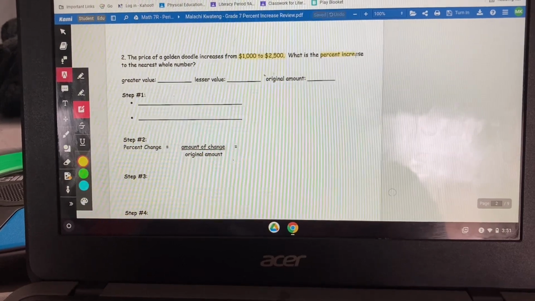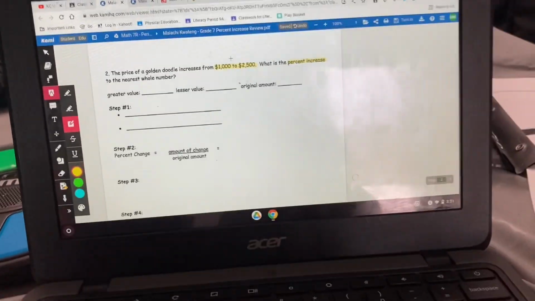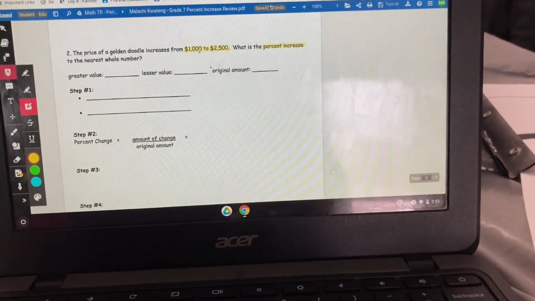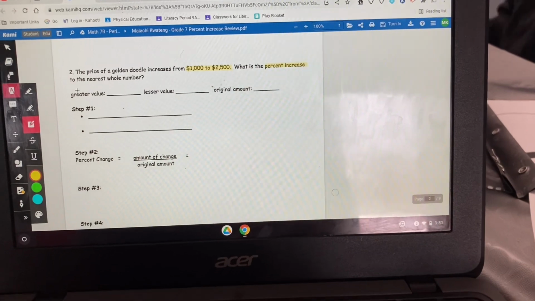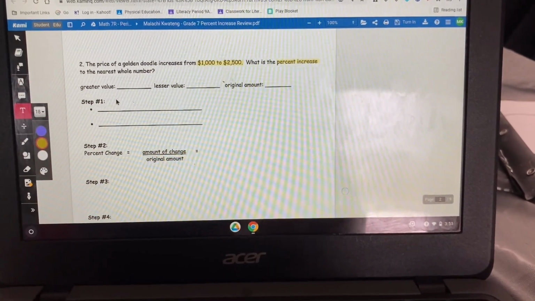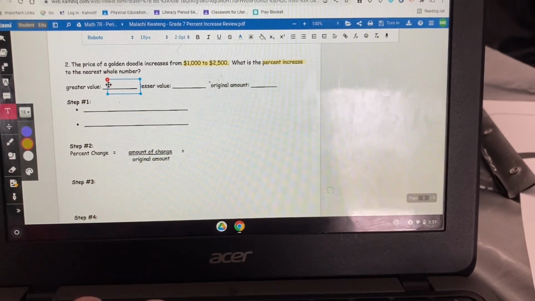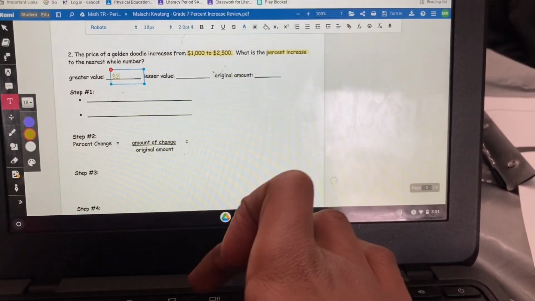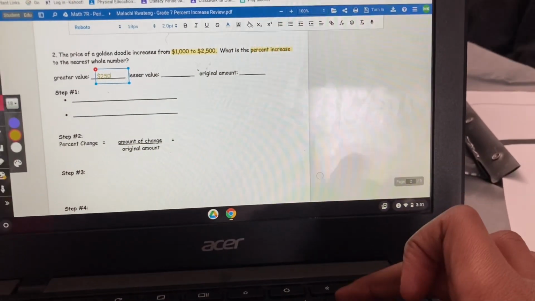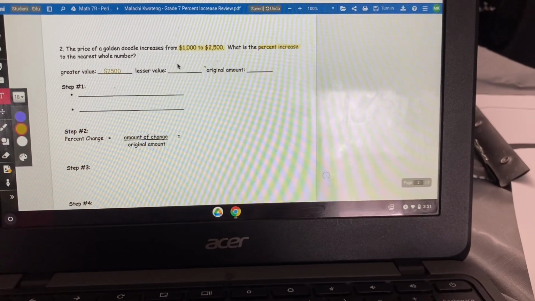Okay, you guys should have that anyway. Percent increase. Ready? So, Deborah, what is our greater value compared to the first problem? So it's 2,500. Okay. I want to see that. So, we'll put this. Okay, now your lesser value is the least, right?